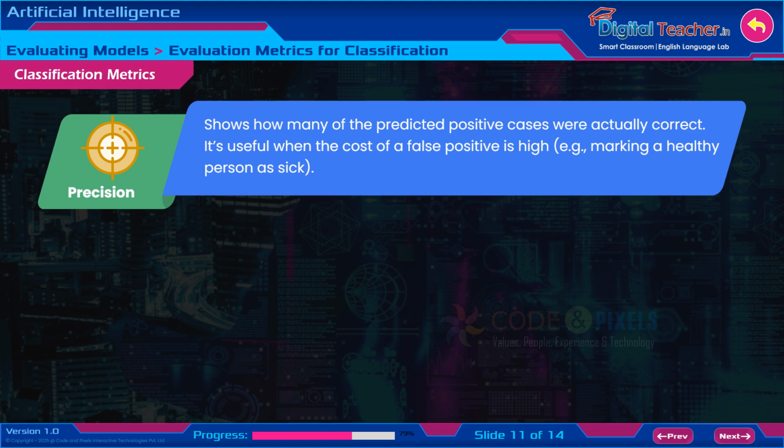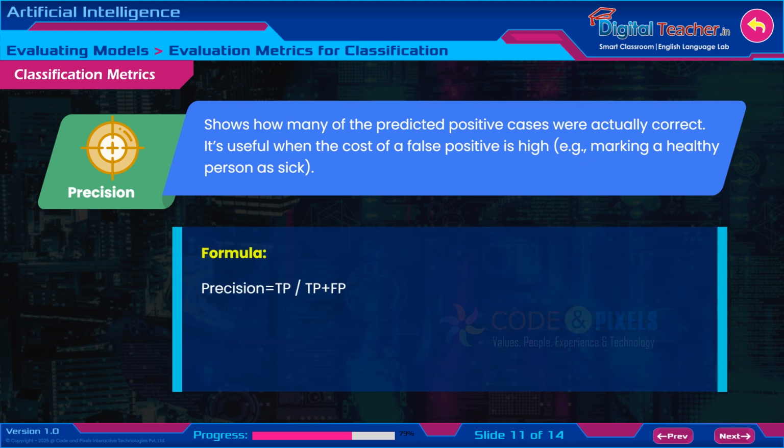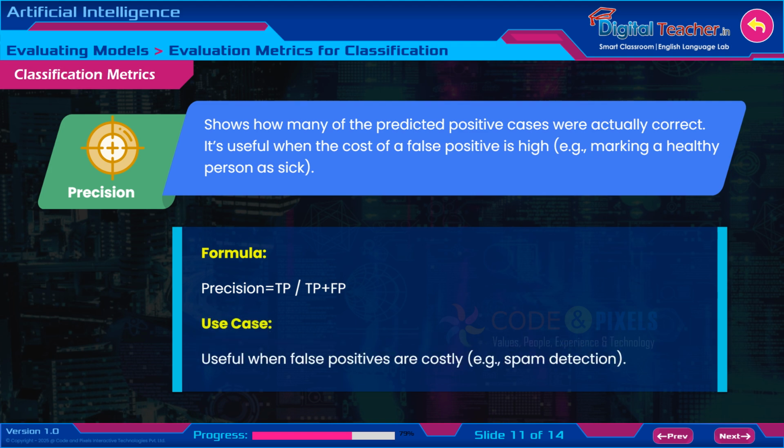Precision shows how many of the predicted positive cases were actually correct. It's useful when the cost of a false positive is high. Formula: precision is equal to true positive over true positive plus false positive. Use case: useful when false positives are costly.